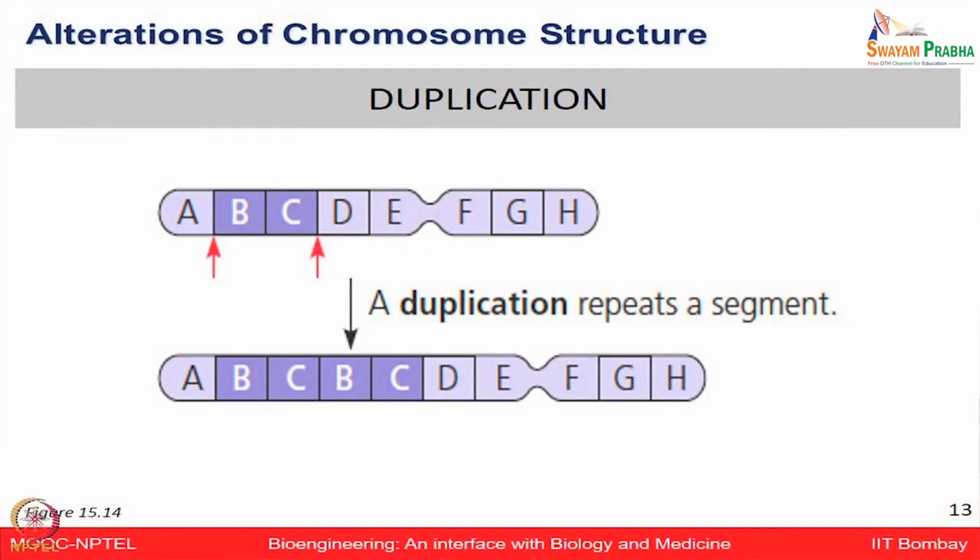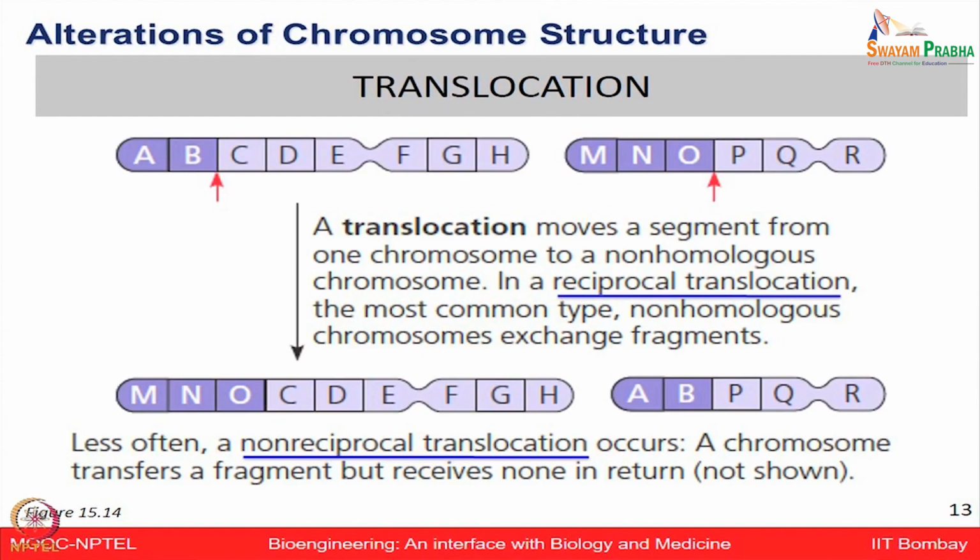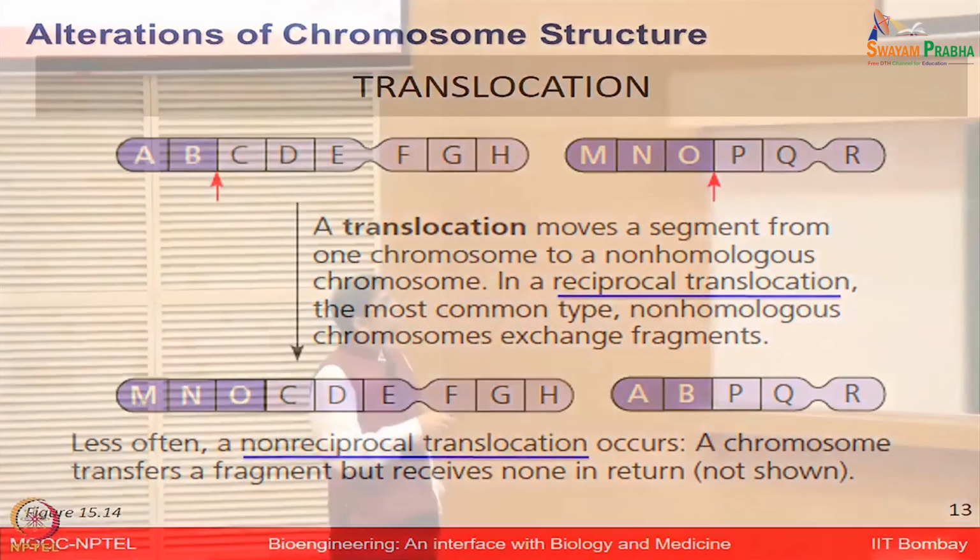Or a segment of it, like BC in this case here, gets duplicated. So now you have 2 copies of B and 2 copies of C. One more situation is translocation. A part of these chromosomes move from one to other chromosome, like AB in this case moved to MNO, and MNO moved to AB. So now they became very different characteristics.